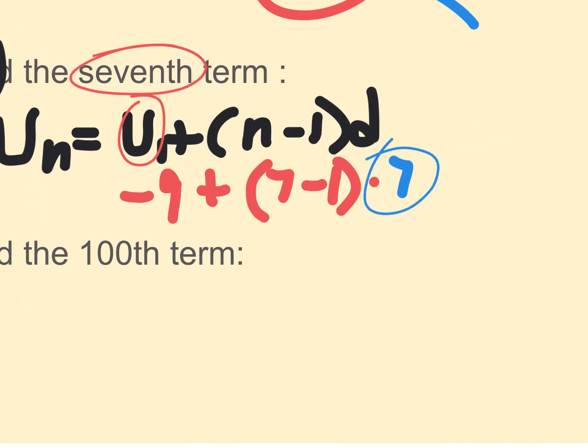So see why I put in D is 7? Because it's the common difference. Why did I do it 7 minus 1 times? Because you don't want to add it 7 times. You want to add it 6 times to the original number, which was -9.